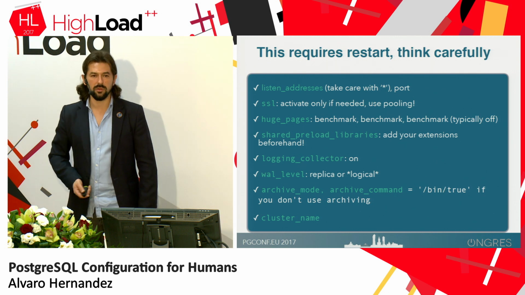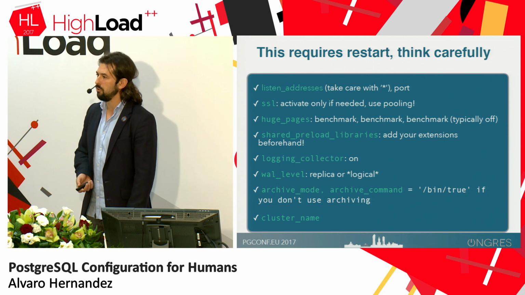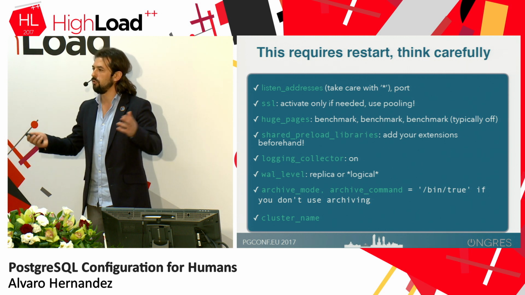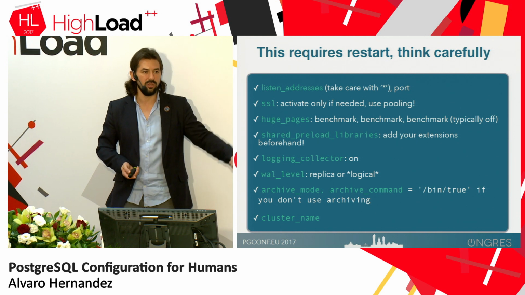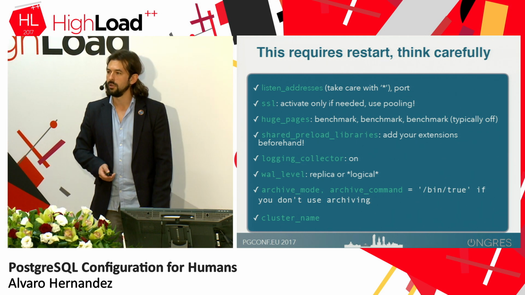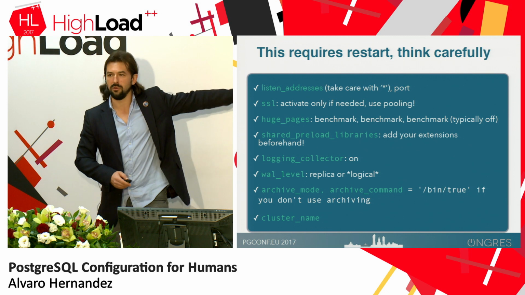And the cluster name. This is a very stupid parameter, but actually it's very useful. Just give a name to your Postgres cluster, such that if you're running multiple clusters in the same machine, you can distinguish which is which. This is very convenient. And you cannot change it without restarting the database.